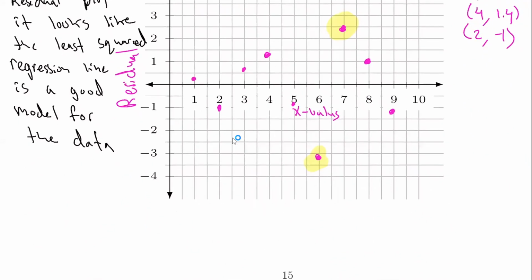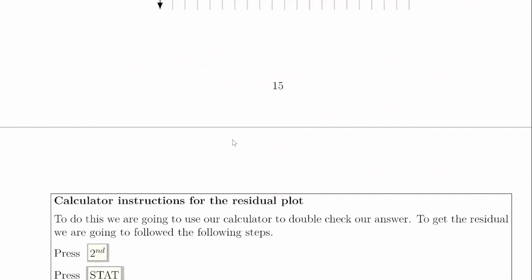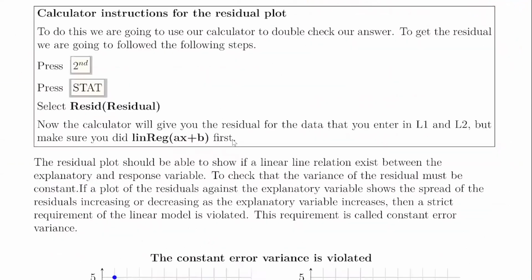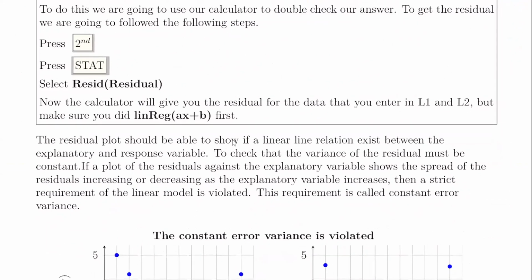All right, so let's go ahead and look at some residual plots. In a test or in a quiz, when you're looking at the residual plot, you're going to look for something called constant error variance. When you see the word constant, what does that resonate with you? Like, what's your meaning of constant?